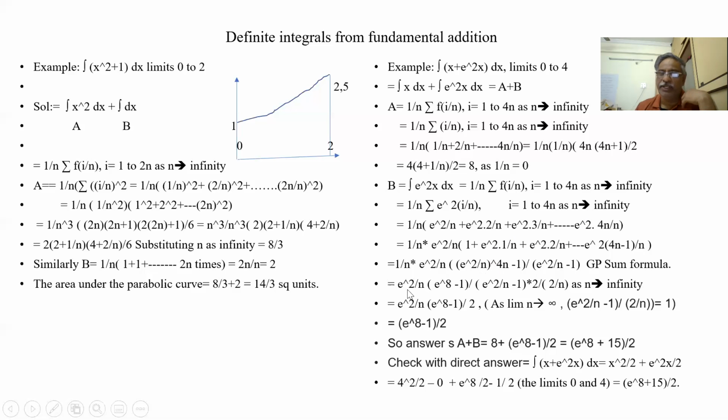So when I simplify it, e to the power of 2 by n, this becomes what? e to the power of 2 by n, e to the power of 4 by n, up to the power of n minus 1. Or the last one is 4n minus 1. So what am I getting? 4 into 2, 8n minus 1. The top one is e to the power of 8 minus 1 by e to the power of 2 by n minus 1.